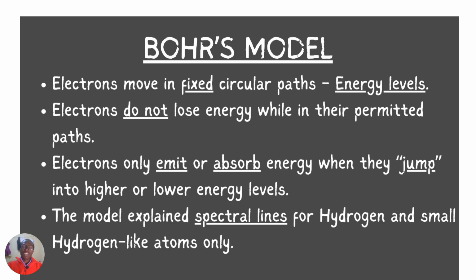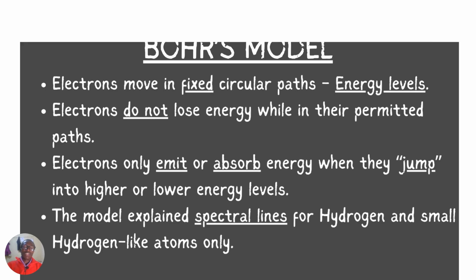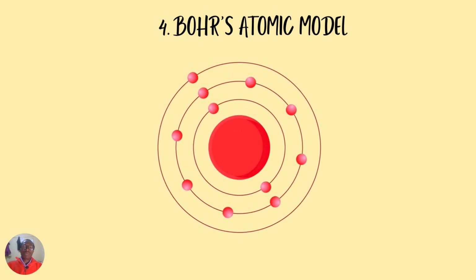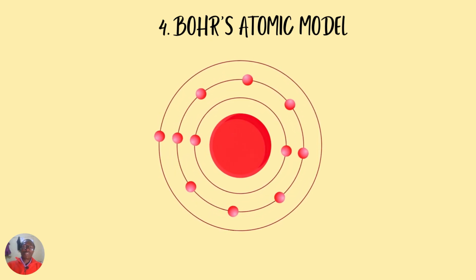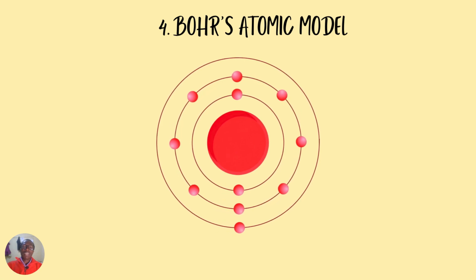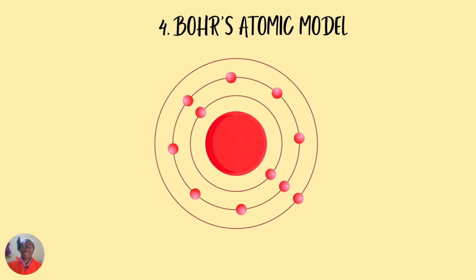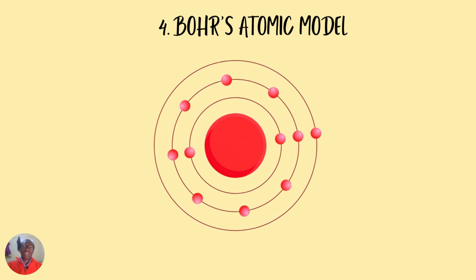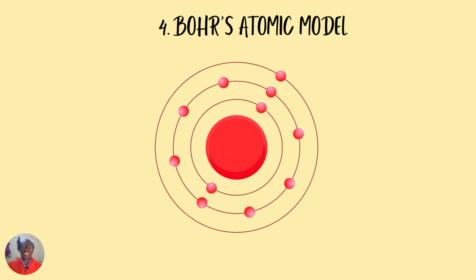The model explained the spectral lines for hydrogen and small hydrogen-like atoms, but it failed to describe spectral lines for complex atoms with many electrons. So this is the Bohr atomic model. You can see the mass at the center, and then the electrons are moving around the nucleus, with a specific number of electrons in each orbit.